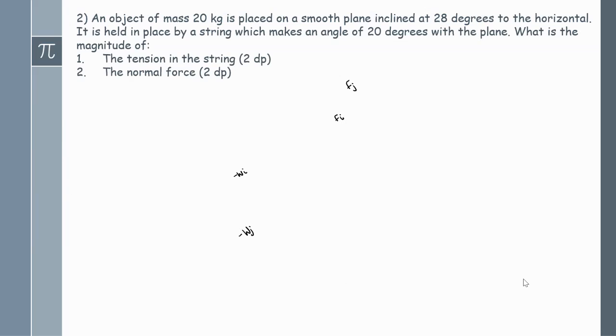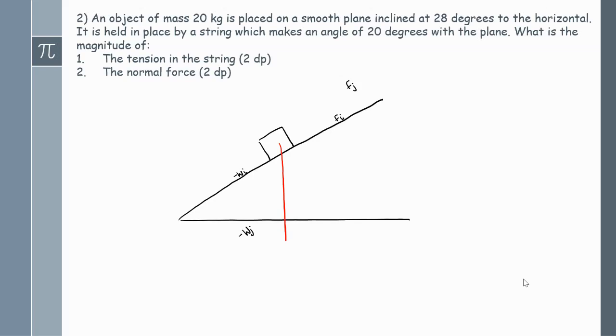Question 2 says an object of mass 20 kg is placed on a smooth plane. So here is my plane and here is my object. Now the plane is inclined at 28 degrees and the mass of the object is 20 kilograms. If our force was parallel, it would be along this dotted line. And we know that the angle that this dotted line makes with the horizontal would also be 28 degrees. But our actual force makes an angle of 20 degrees with the plane. So I can put that 20 degrees in right here.